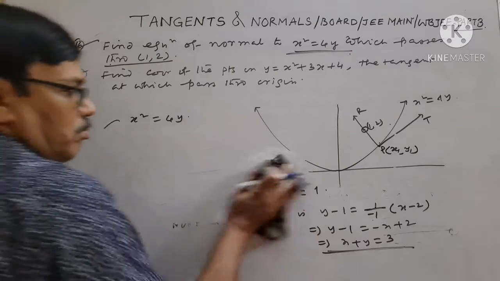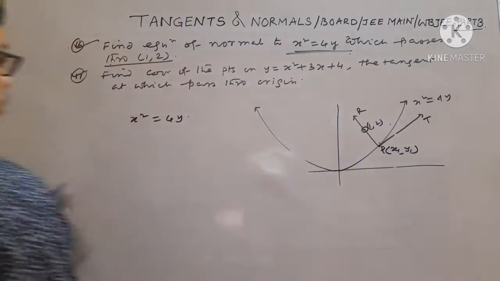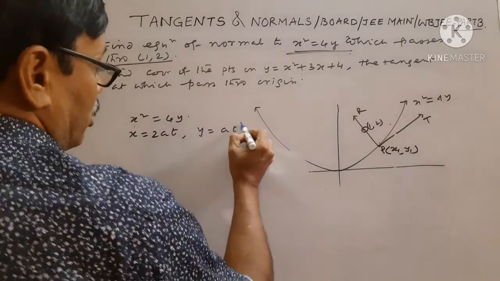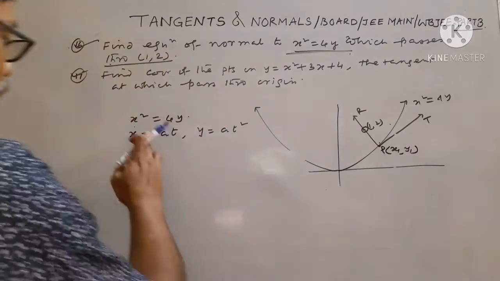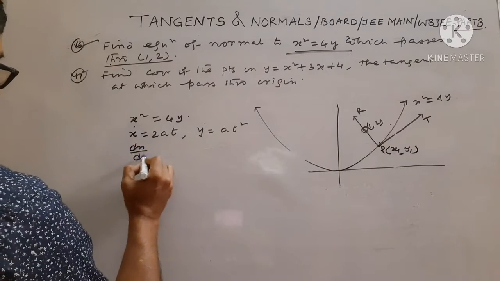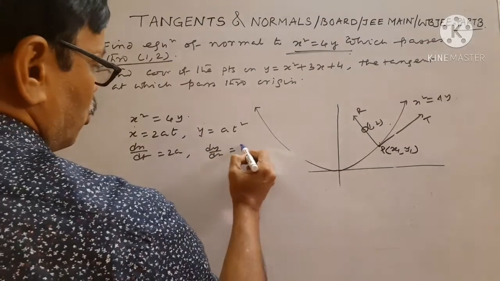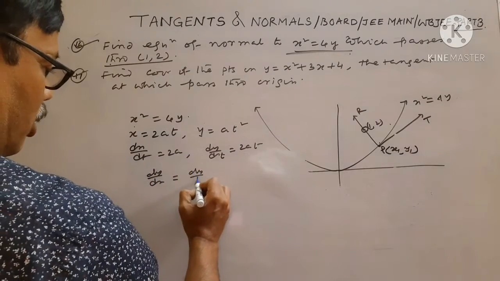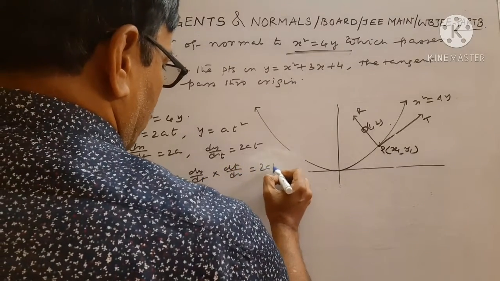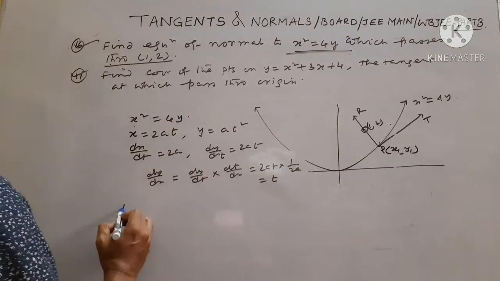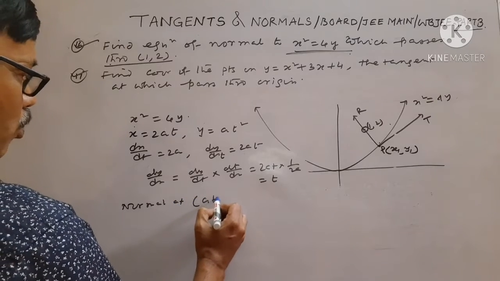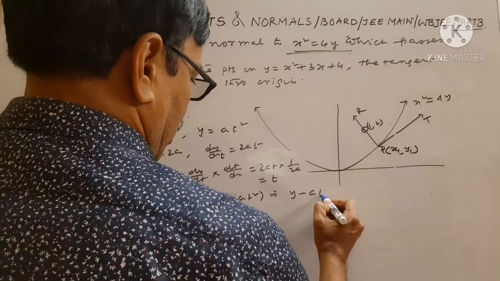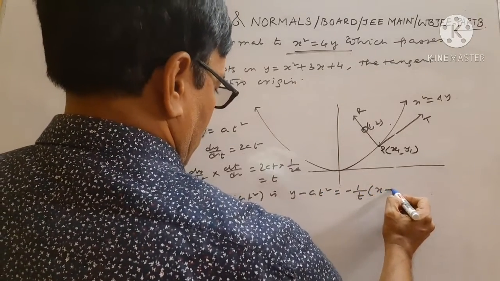We can also solve by using the parametric equation. This is the equation of the parabola x square equals 4ay, so the parametric equation is x equals 2at, y equals at square. Now dx/dt is 2a and dy/dt is 2at. So dy/dx equals dy/dt into dt/dx, that is 2at into 1 by 2a, which is t. So the normal at (2at, at square) is y minus at square equals minus 1 by t into x minus 2at.